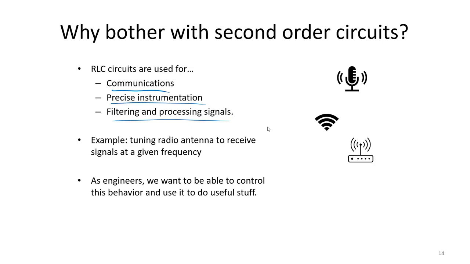A good example of this is if you have a radio antenna, and you want that radio antenna to receive signals only at certain frequencies. So as engineers, there's definitely going to be situations where we need to be able to control the behavior of RLC circuits and second-order circuits, because we need the circuits to help us do useful stuff.